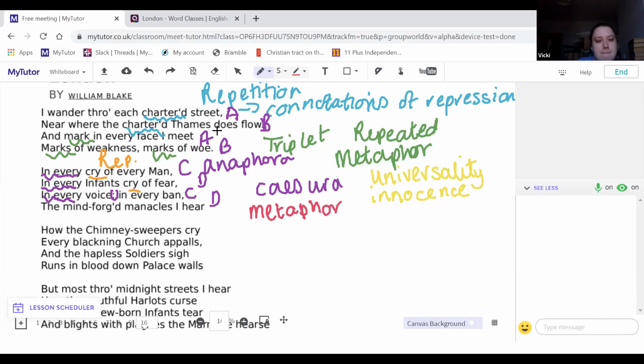Sound of horror heard. Mind-forged manacles I hear. Yeah, I think you could definitely say that. Is that what we're suggesting for personification? Mind-forged manacles I hear. Okay. Right, so mind-forged then. Okay, thank you, Olivia. Thank you for being so interactive as well. It's really nice to see.